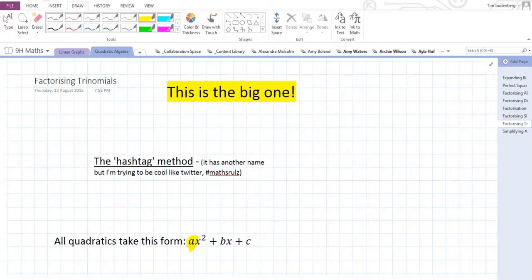Now, one thing I should point out is that there are lots of different ways to do this. I know each teacher in this school has their own preferred method, and then the textbook has another different method entirely. So by the end of year 9, 10, 11, you'll have seen several different methods of how to do this. Today we're going to look at one called the hashtag method. It has another name, but I'm calling it hashtag method because that's cool.